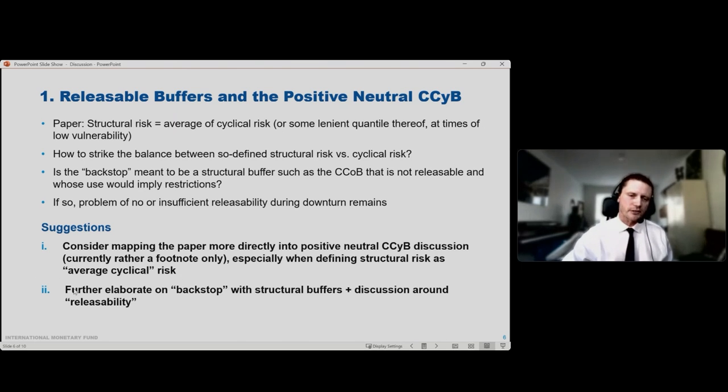And then in turn, related to this in the same context, it would be useful to further elaborate on this notion of the backstop. So do the authors mean structural buffers of the CCoB kind? And then again, a discussion around the releasability of these buffers would be very useful and warranted, I would say. And again, the overall message here would be, I would find it quite useful to link it really to the positive neutral CCYB more explicitly.